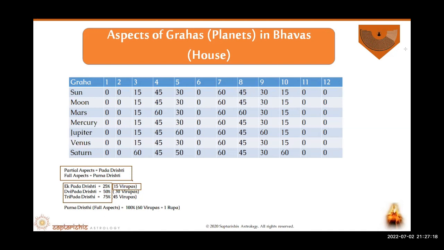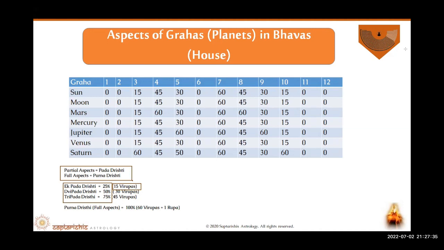Now this Virupas, and Rupa and Virupa is 60. So one Rupa is equal to 60 Virupas. Now Rupa is also a measurement term, which is a collection of Rashi only, the Rashi.